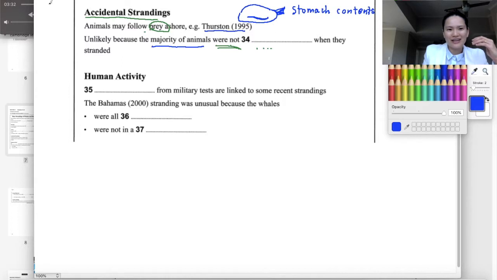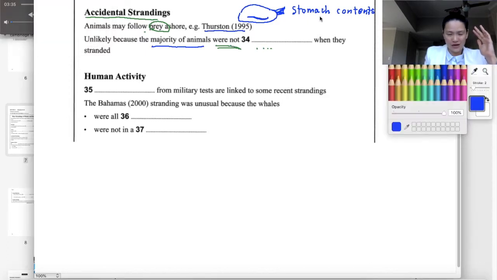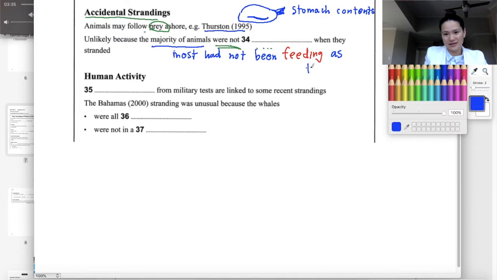Okay, let you listen again. Reveal that most had not been feeding as they stranded. They said that were not. What you hear: that most had not been feeding, as they stranded. That means they're not being fed.